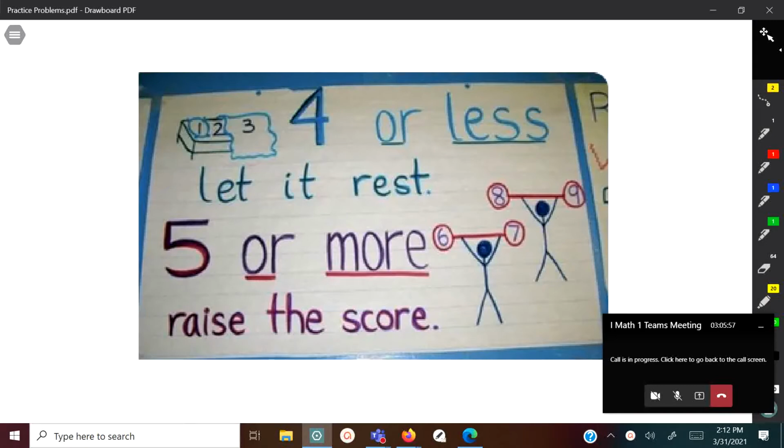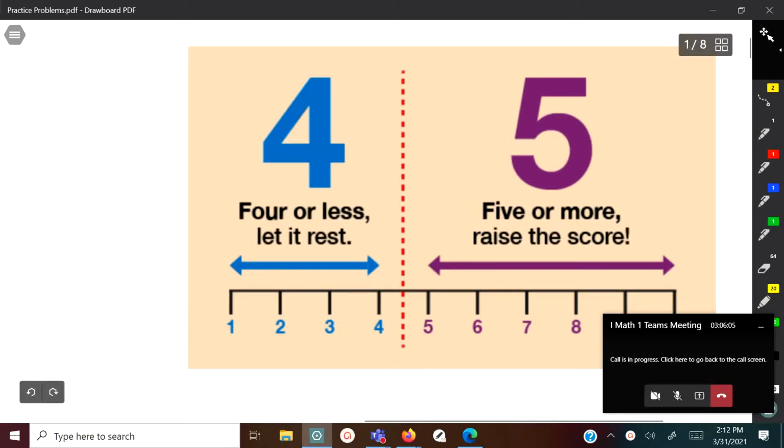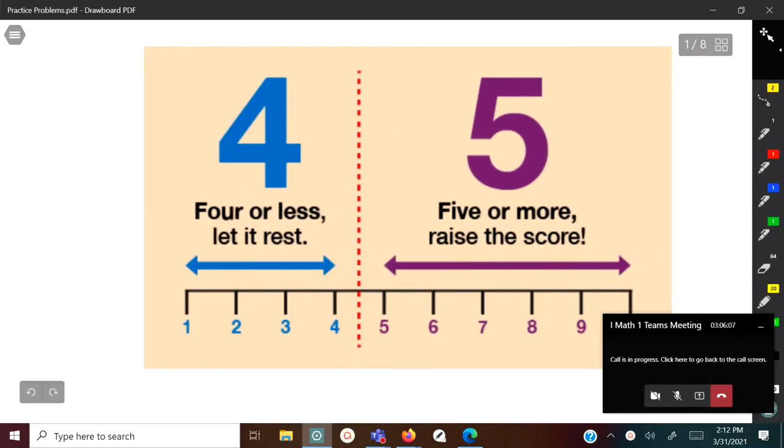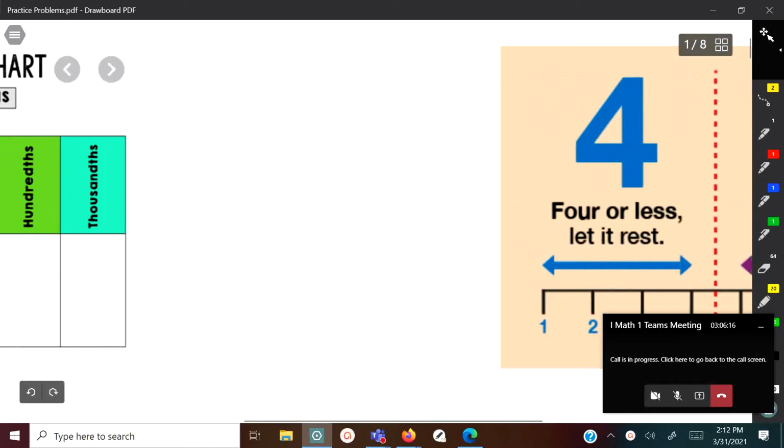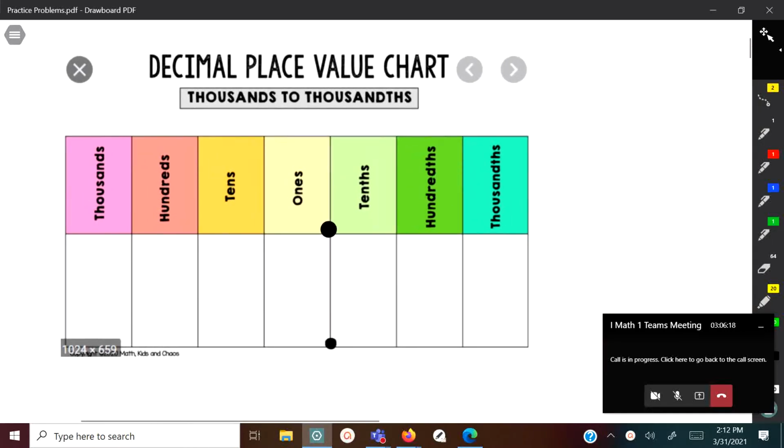That means if it's 4 or less, leave the number alone, and if it's 5 or more, we're going to round up. That's a little drawing there. Here's another expression, another visual diagram to show you what I mean. 4 or less, let it rest. 5 or more, raise the score. Also, what I have on here for your notes is the place value.